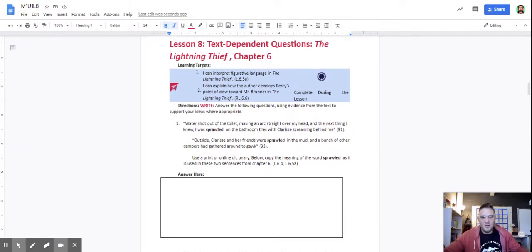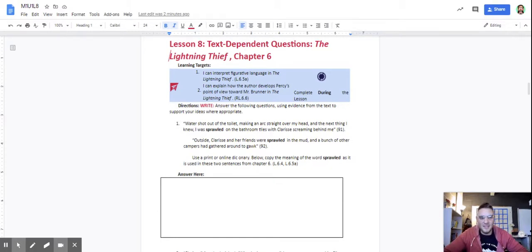Okay, here are your learning targets. I can interpret figurative language in the Lightning Thief. So we've been talking about figurative language, or fig lang if you're cool. Figurative language is just language that the author might use that's not literal, but is used to make it more dramatic or fun. Speaking of drama, Anissa, sit down. Gotcha. All right. So it's just stuff to make you understand the reading a little bit better.